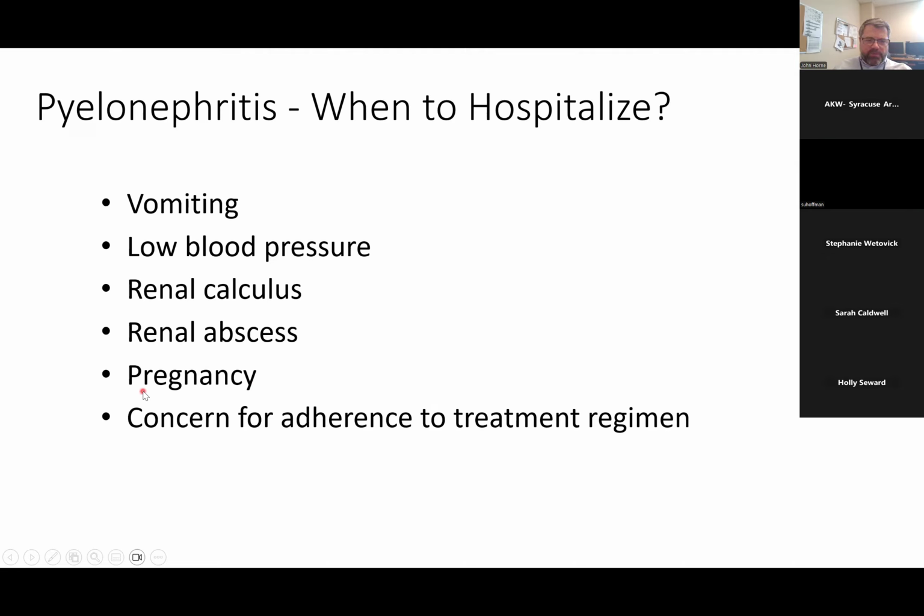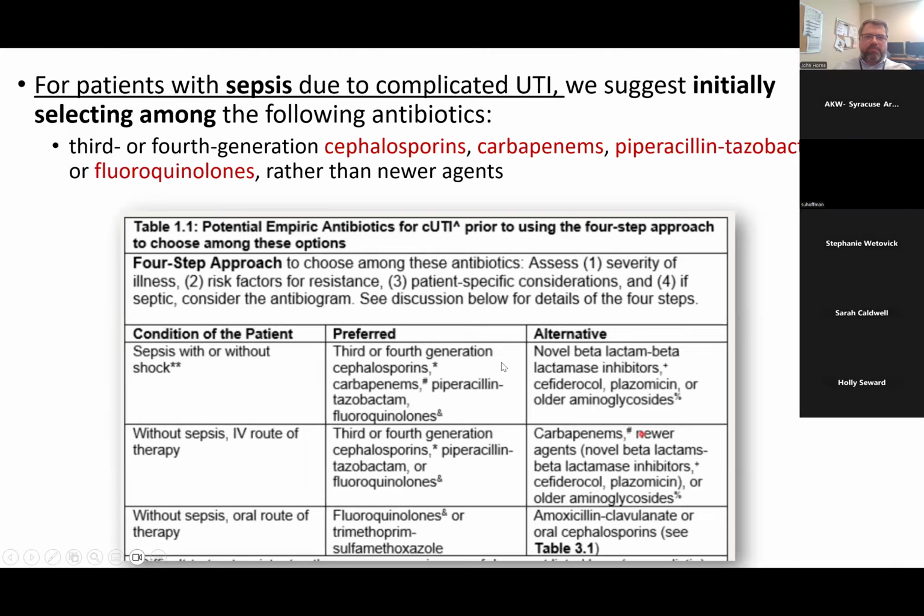Pregnancy, the people that are pregnant are high risk for worsening, even with standard care. And or if you have a concern that they're not going to take the antibiotics or they're unable to pick it up, or they live far away, you're unable to reach them, may not have anyone to help them.